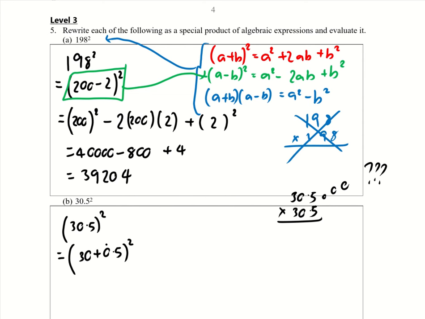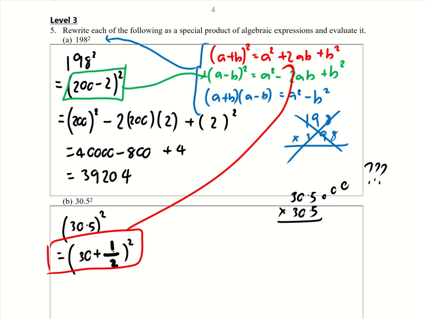Now 0.5 might not look so easy to calculate, but if I change 0.5 to a fraction, I can change this to half. Because half, a fraction, is easier to calculate in terms of mental sums, I guess. So I have 30 plus half, squared. All right, so you realize, hey, it looks exactly like my a plus b, the whole thing squared.